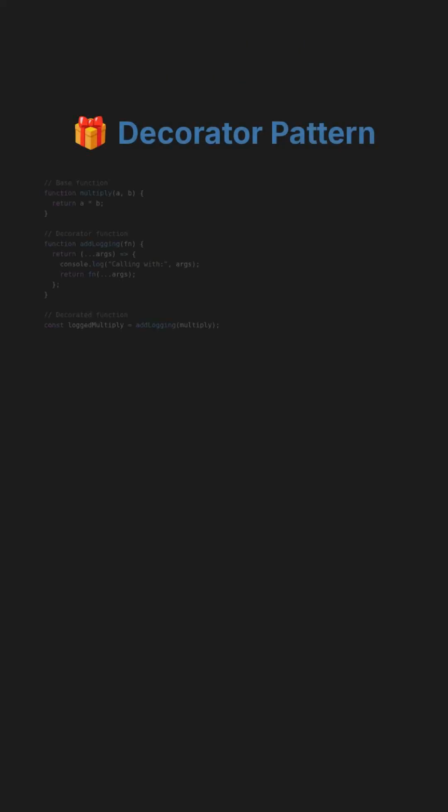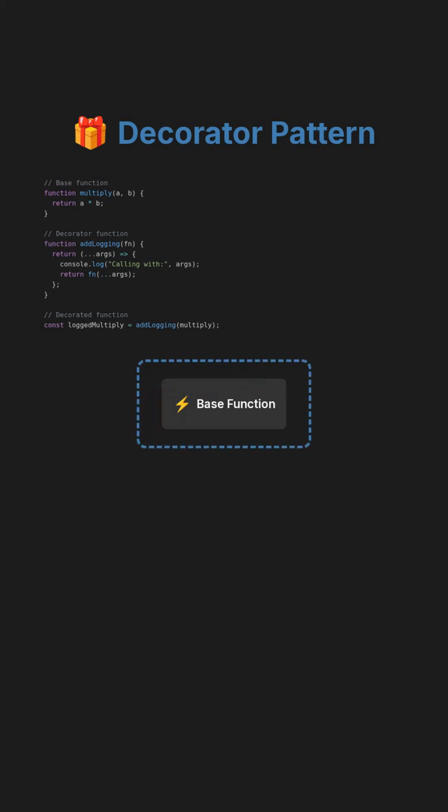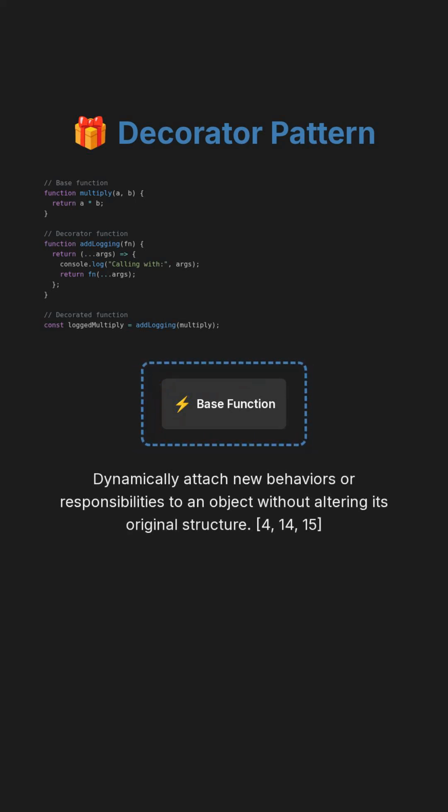Finally, let's explore the decorator pattern. This pattern allows you to dynamically attach new behaviors or responsibilities to an object without altering its original structure. It provides a flexible alternative to subclassing for extending functionality, as it wraps the original object with additional features, enhancing it without changing its core implementation. This keeps your base classes lean and focused.